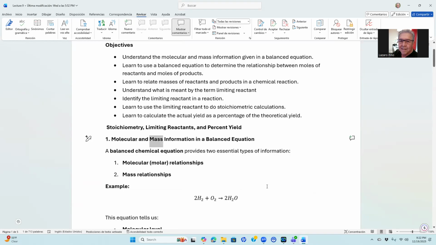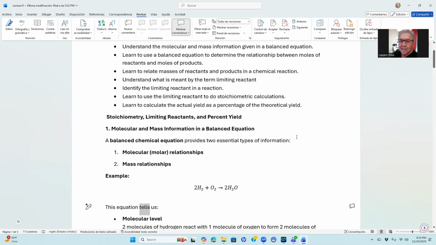1. Molecular and mass information in a balanced equation. A balanced chemical equation provides two essential types of information: molecular and molar relationships, and mass relationships. Example: 2 H2 + O2. 2 molecules of hydrogen plus 1 molecule of oxygen produces 2 molecules of water.